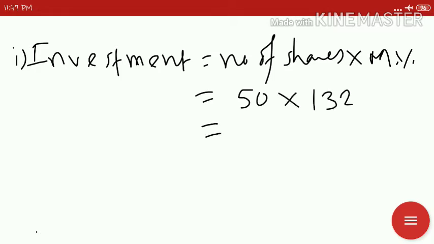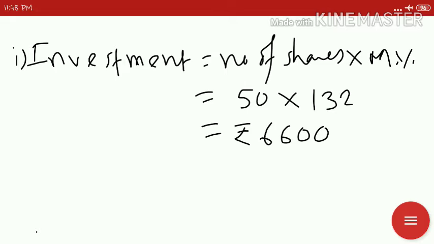When you write the formula, you have to put the values accordingly. If you have written the number of shares first, put the value of the number of shares first. By calculating this, you get rupees 6,600. That is the investment, and that is the answer of the first portion.